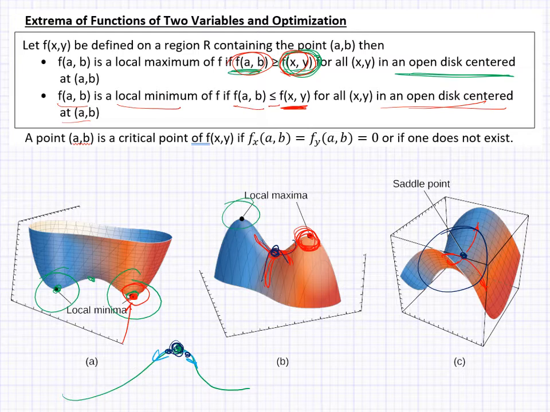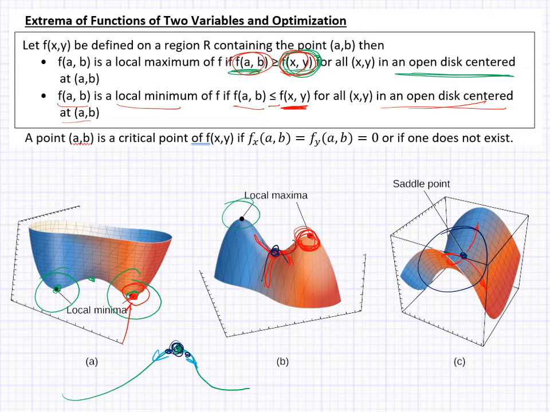In Calc 1, we had to find the critical values. The critical values would then help lead us to the relative max and mins. Well, we're going to do the same thing here. In this case, though, we're going to call them critical points, because critical points are needed since our domain are x's and y's. There are points, right? The domain for these multivariable functions are points in the xy plane.